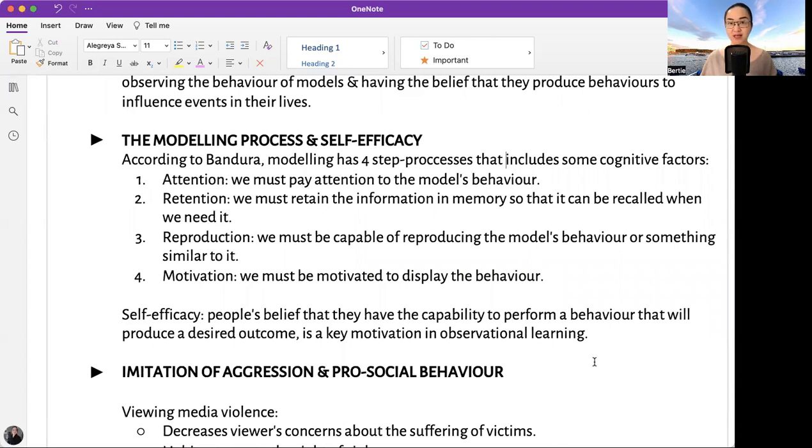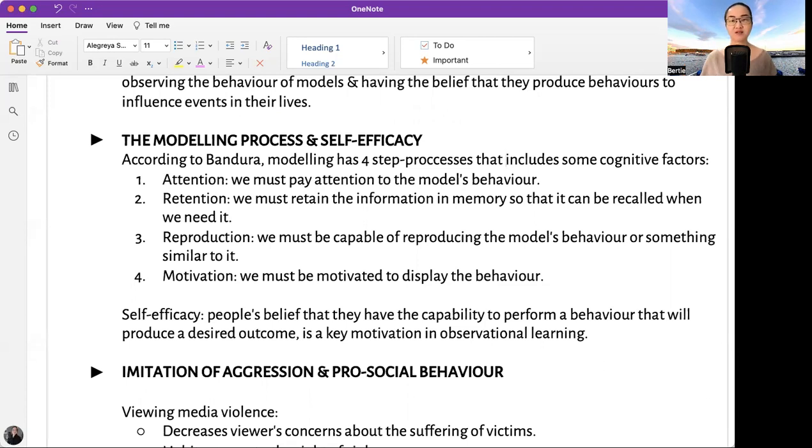Attention: we must pay attention to the model's behavior. Retention: we must retain the information in memory so that it can be recalled when we need it. Reproduction: we must be capable of reproducing the model's behavior or something similar to it. Motivation: we must be motivated to display the behavior. Attention, retention, reproduction, motivation.